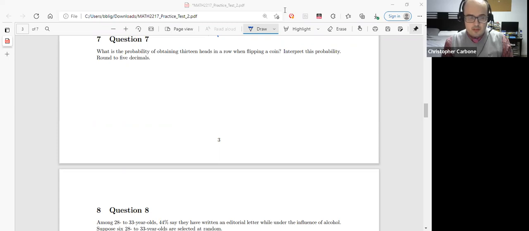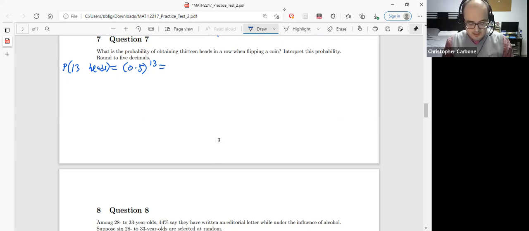Question number 7. What is the probability of obtaining 13 heads in a row when flipping a coin? And we want to interpret this probability rounded to 5 decimals. So this is the probability of 13 heads in a row. The probability of 1 head is a half, or 0.5, and we're going to raise that to the 13th power.